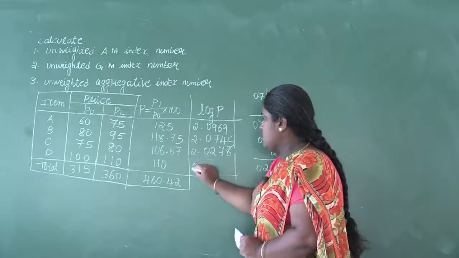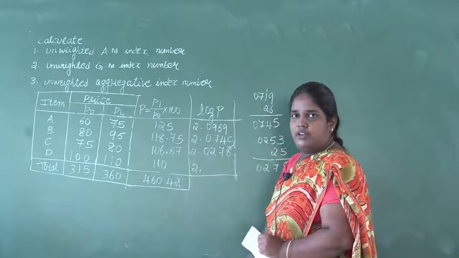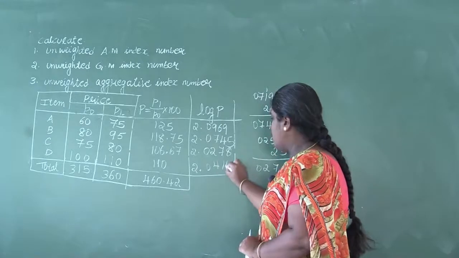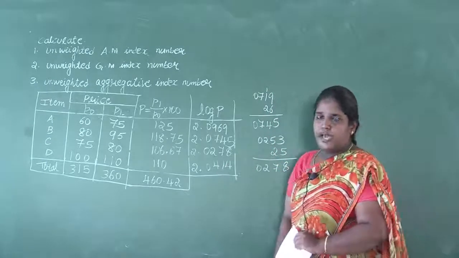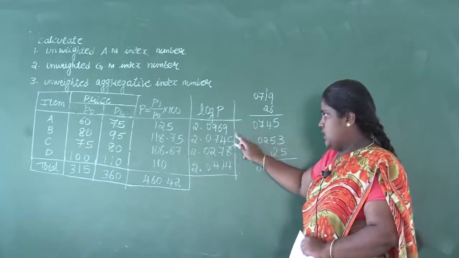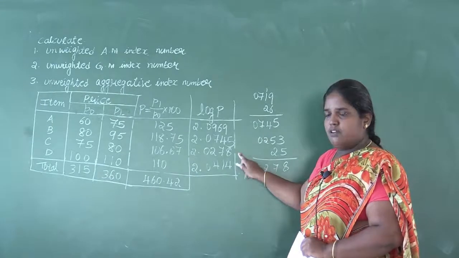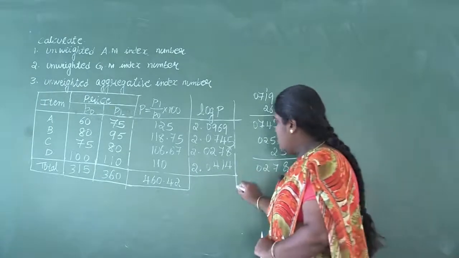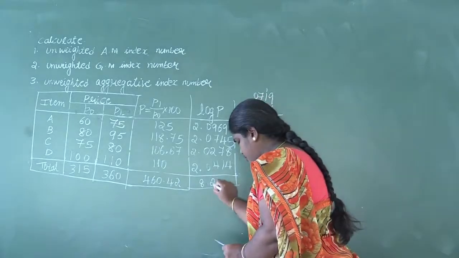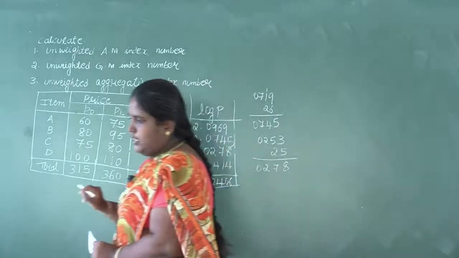Next 110 is a 3-digit number, so 3 minus 1 gives 2. So 2 point. See the table value for 11 under 0. 11 under 0 is 0414. Now add all the logarithm values: 2.0969, 2.0745, 2.0278 and 2.0414 will give 8.2406. So all the total values we have got.